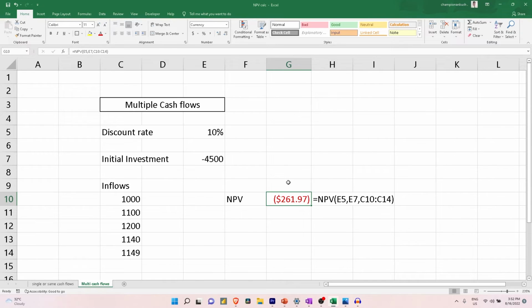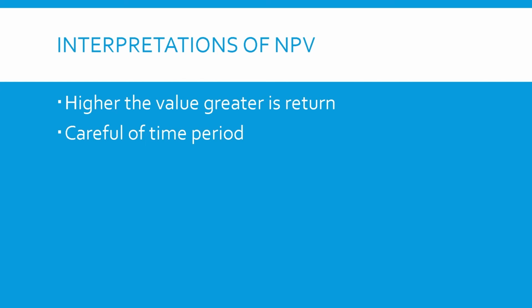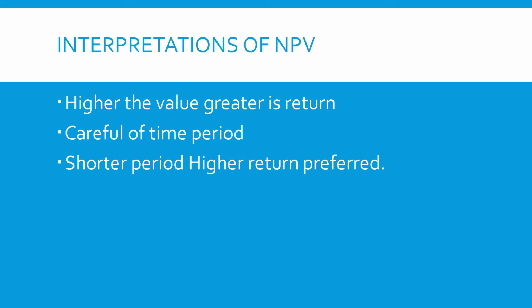You just need to compare NPV values of different investments or contracts to see if there is a better one by comparing the net present values of the projects. The higher the value, the greater the return, but also be careful of the time periods of the returns that you would get. A shorter period and higher rate of return on investment is always preferred.